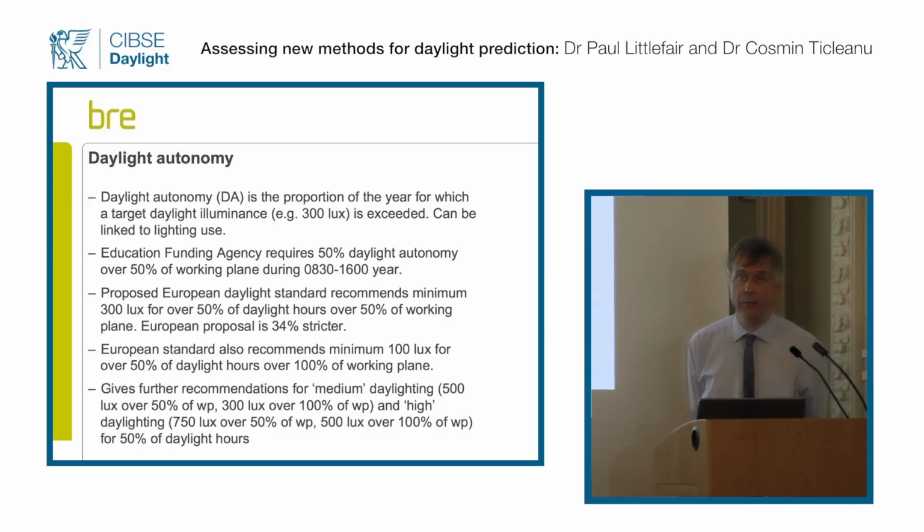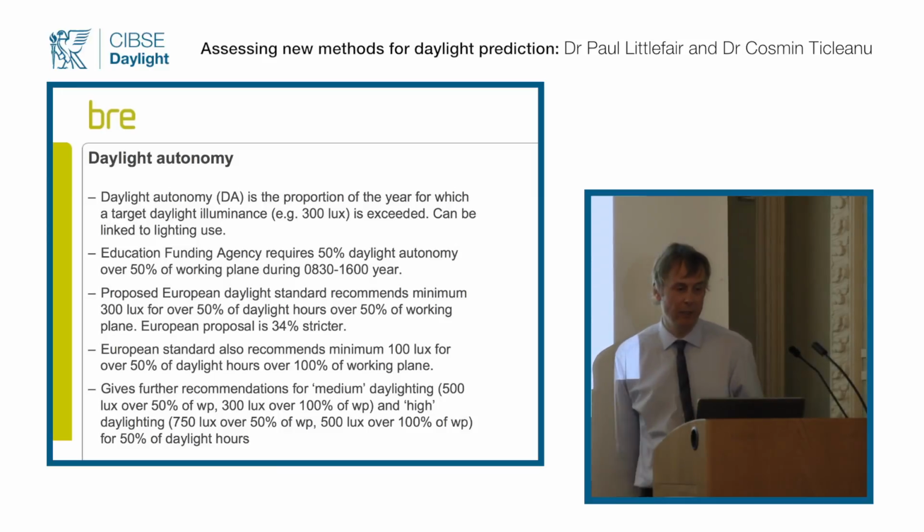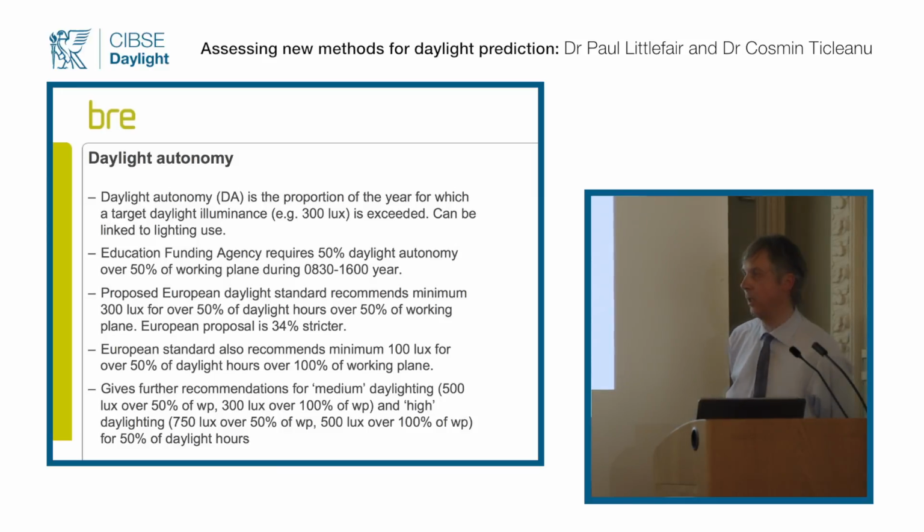Now, daylight autonomies can vary according to the different parameters. Obviously, you could have a different percent daylight autonomy, so you might require 300 lux to be met more than 50% of the time. And you could have a different proportion of a working plane, so you might say, well, it has to be over more than 50% of a working plane. And also, you can have a different year over which you do the assessment, and this can make a lot of difference.